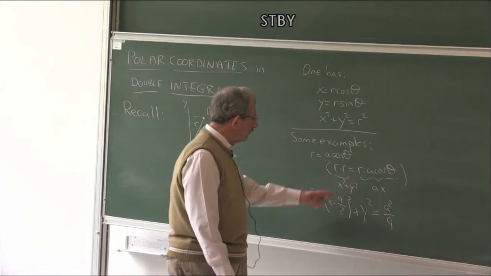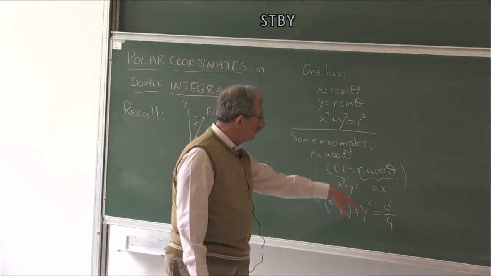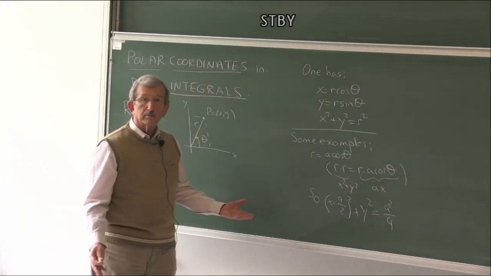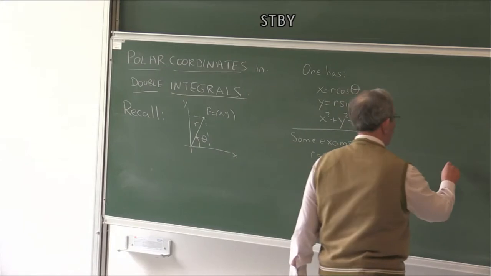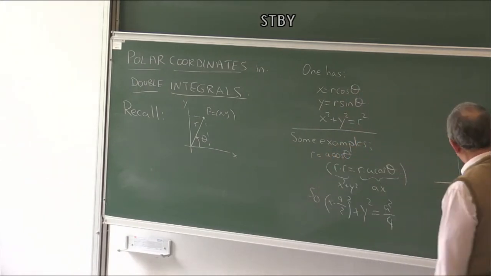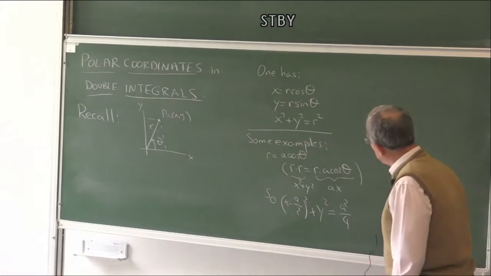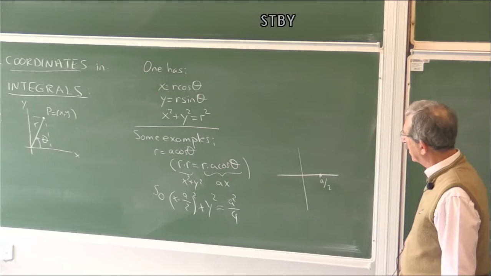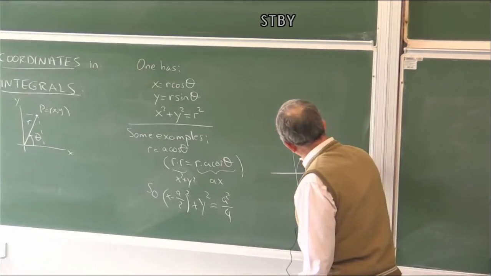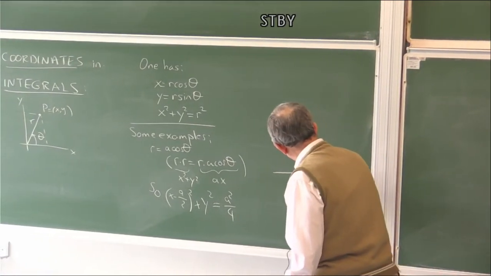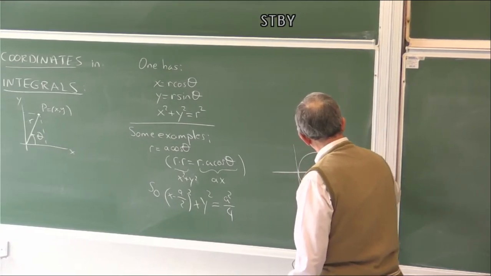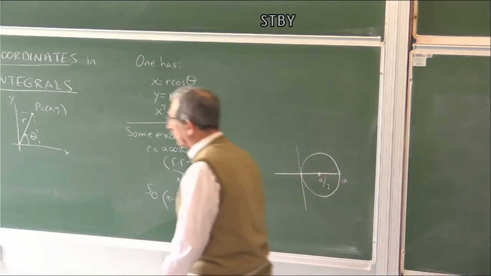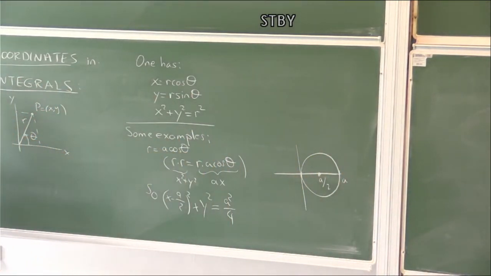Let me check if I'm correct. You have x minus a over 2 squared, so you have a over 2 squared. So this is actually a circle. It's a circle with center at (a over 2, 0), and the radius is a over 2. And this is a. A point-by-point sketch clearly gives this. I will not go into those sketches.